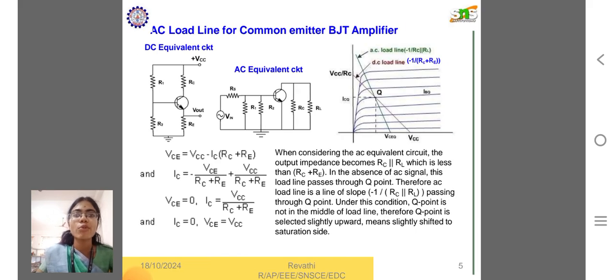AC load line of common emitter. When considering the AC equivalent circuit, the output impedance becomes RC parallel to RL, which is less than RC plus RE. In the absence of AC signal, this load line passes through the Q point. Therefore, the AC load line is a line of slope passing through the Q point. Under this condition, the Q point is not in the middle of the load line. Therefore, the Q point is selected slightly upward, which means slightly shifted to the saturation side.